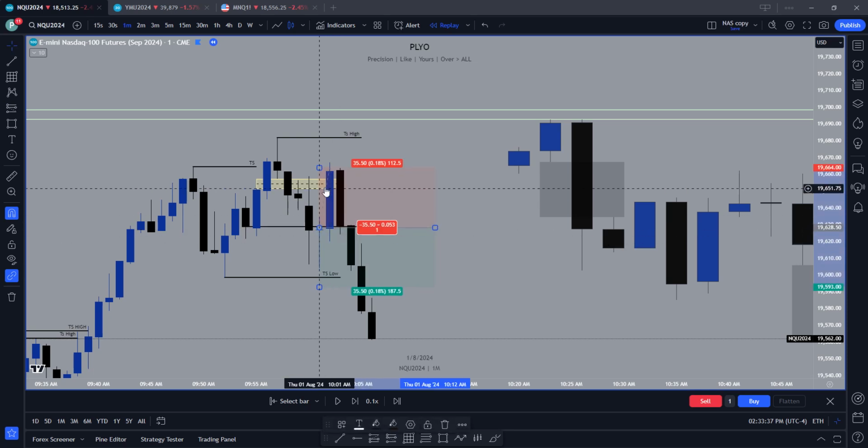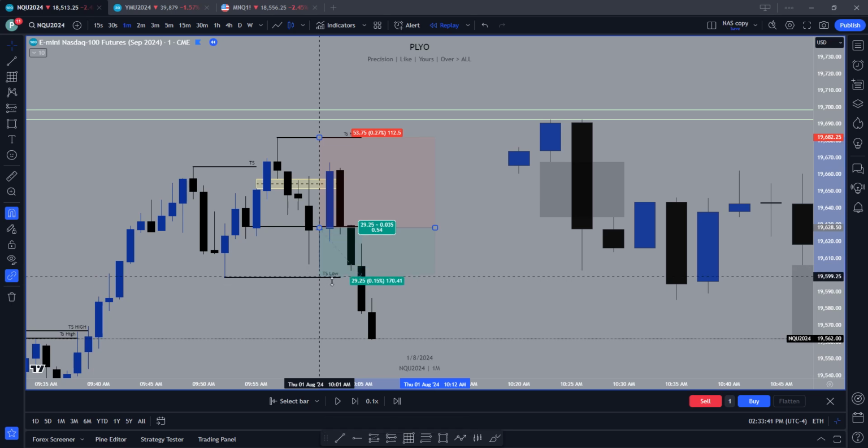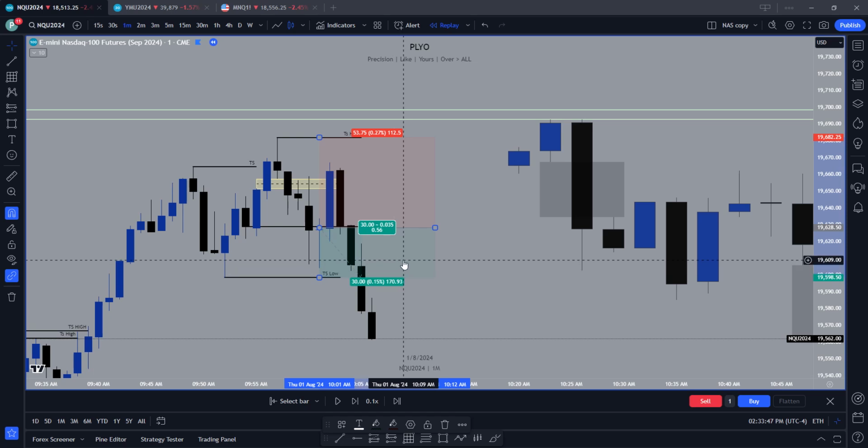And if you entered off the CISD and say you had a stop right here for 50 points, you target this as a negative R, right? We as ICT traders should not be taking negative R trades, okay? This is a negative R trade. You're risking 53 points to catch 30.